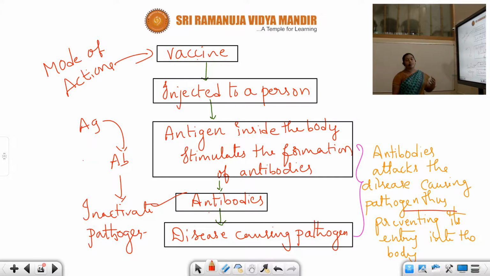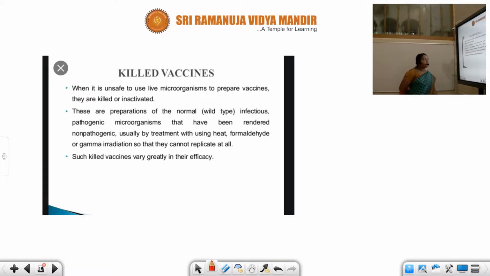Whenever a vaccine is injected into a person, our body's immune system responds against it and produces antibodies against the particular pathogen. These antibodies are going to kill or inactivate the pathogen. Actually, this is the actual procedure involved in vaccination.